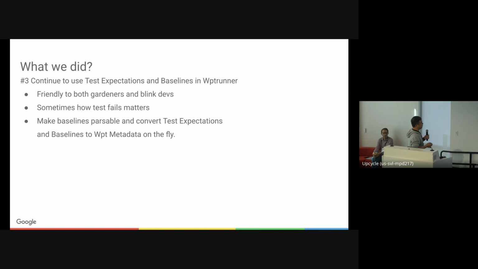Another piece of feedback we got from developers is that they want to continue to use test expectations and baselines in the new system, because WPT metadata is kind of complicated. Also, how a test fails matters, and the baselines specify how a test fails. What we are going to do is make changes to make baselines work, and then we will convert test expectations and baselines to WPT metadata on the fly.